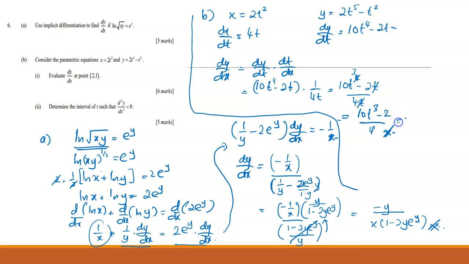Okay, actually this one we can also simplify by dividing each of these by 2. So we come up with 5t cubed divided by 2 minus 1 over 2. There you go.